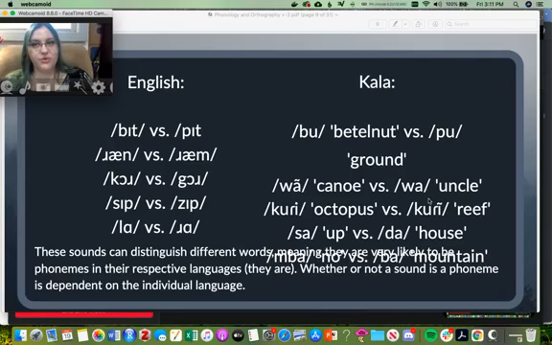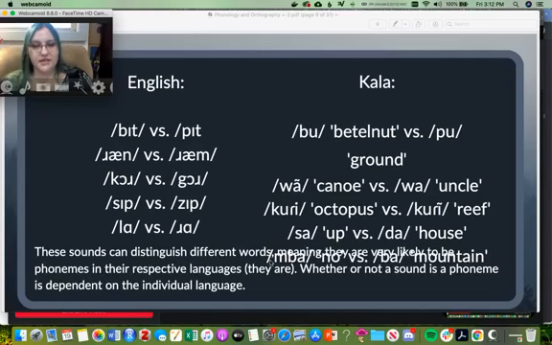So if you change that particular sound, you create a difference in meaning, which means that for Kala specifically, nasalization is contrastive for vowels. It is something that is considered distinct in Kala. Same with kuri. Kuri means octopus, but kũri with a nasalized vowel means reef. Same with sa, meaning up, versus da, meaning house.